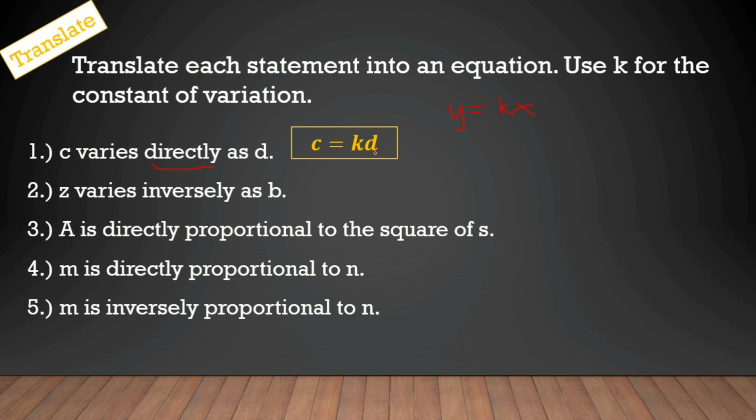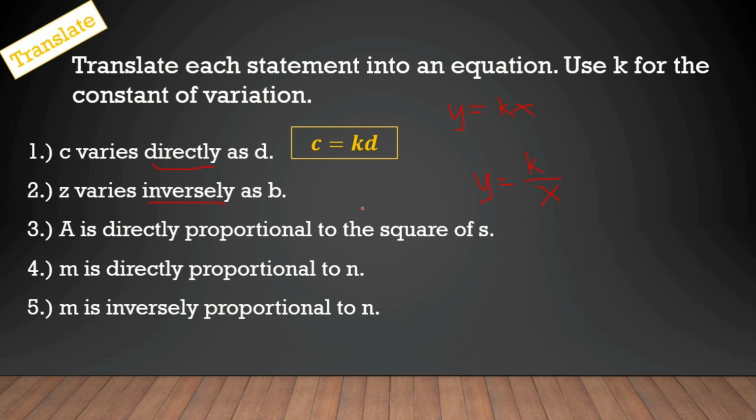Okay po, pero yung K, andyan pa rin siya. Then next, number 2 naman. Z varies inversely as B. So, inversely, susundan naman natin yung formula ng inverse variation, which is y is equal to K divided by x. So, ito yung formula nung inverse variation. Ito lang yung susundan natin, pero papalitan lang natin ng mga variables na minention dito sa statement.